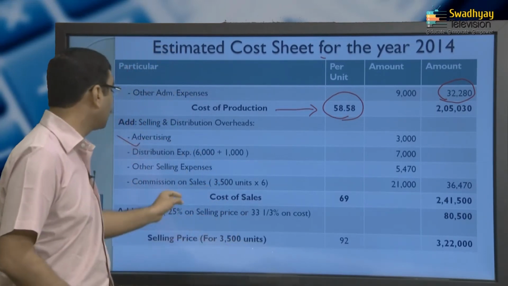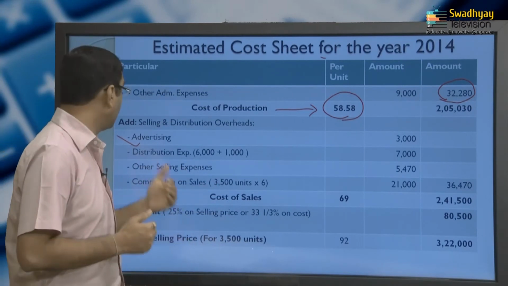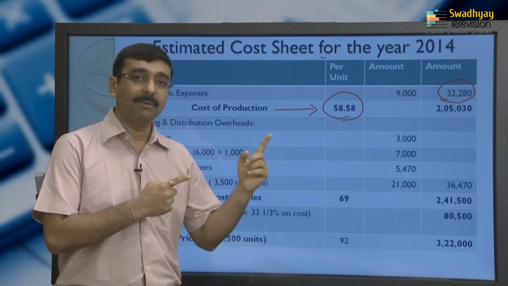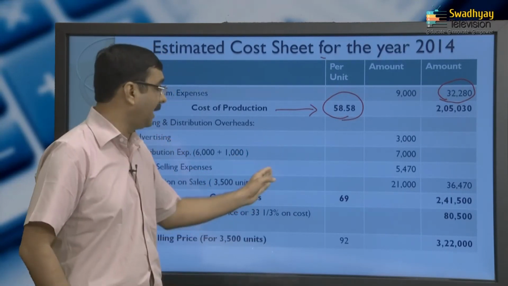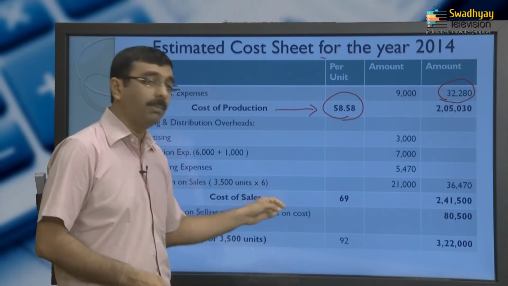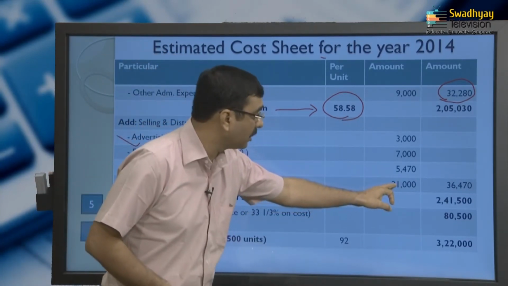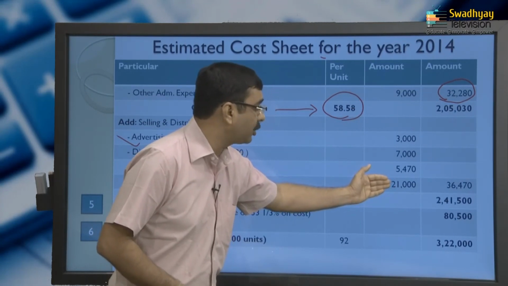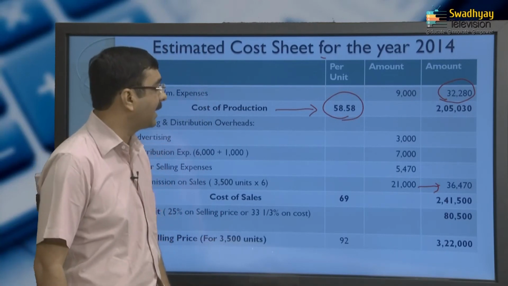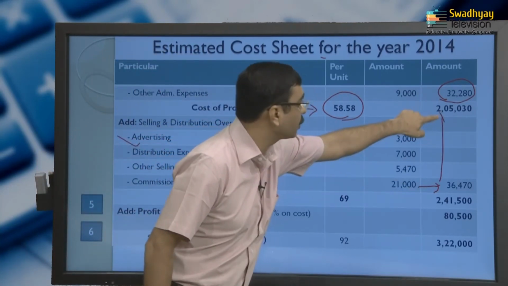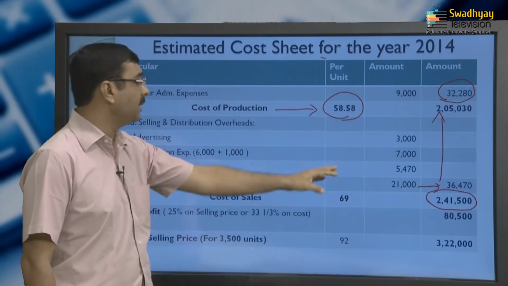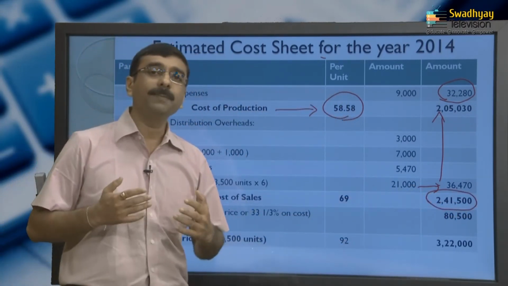And the last is commission on sales, because the commission on sales is calculated on the basis of number of units. In year 2013, they manufactured 2,500 units, multiplied by 6, it was 18,000, and this time with 3,500 units multiplied by 6, it comes to 21,000 rupees. All four selling and distribution expenses transfer into the outer column, which comes to 36,470, added into the cost of production, and it comes to 2,41,500 rupees. This is your total cost, or you can say the cost of sales.